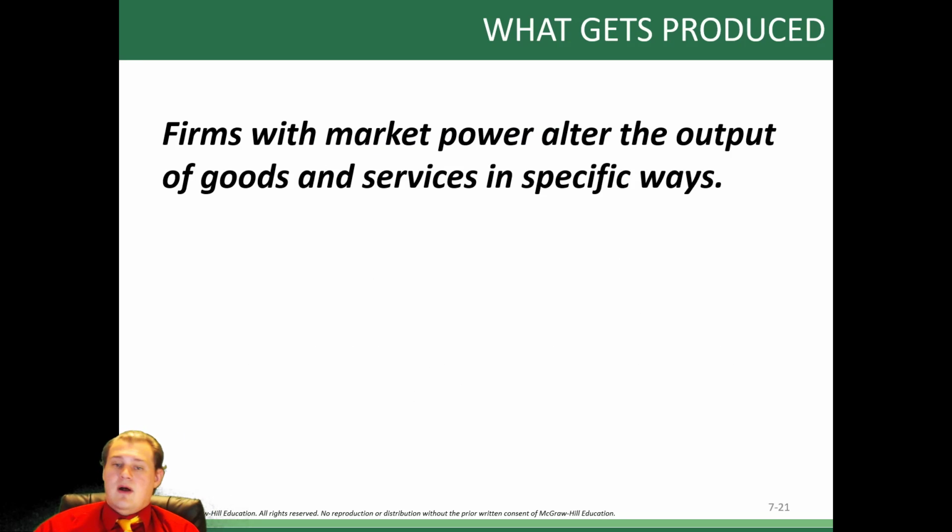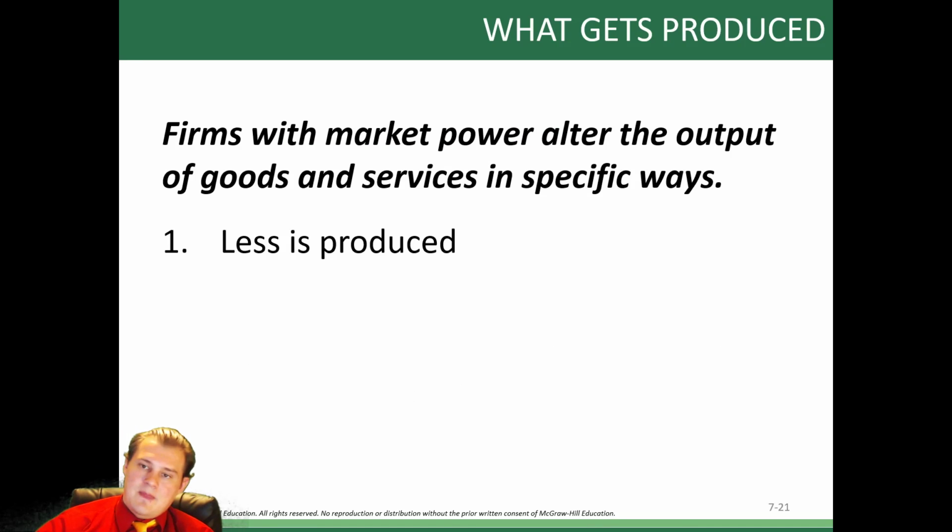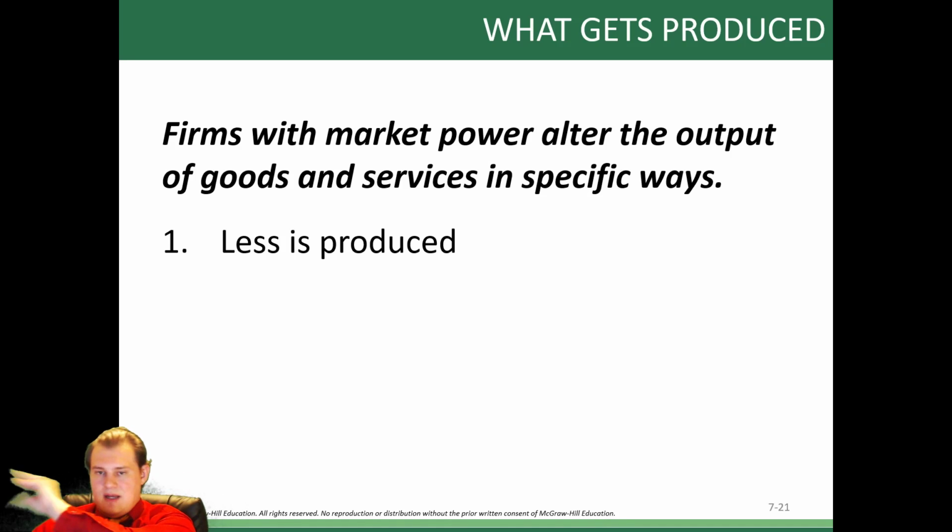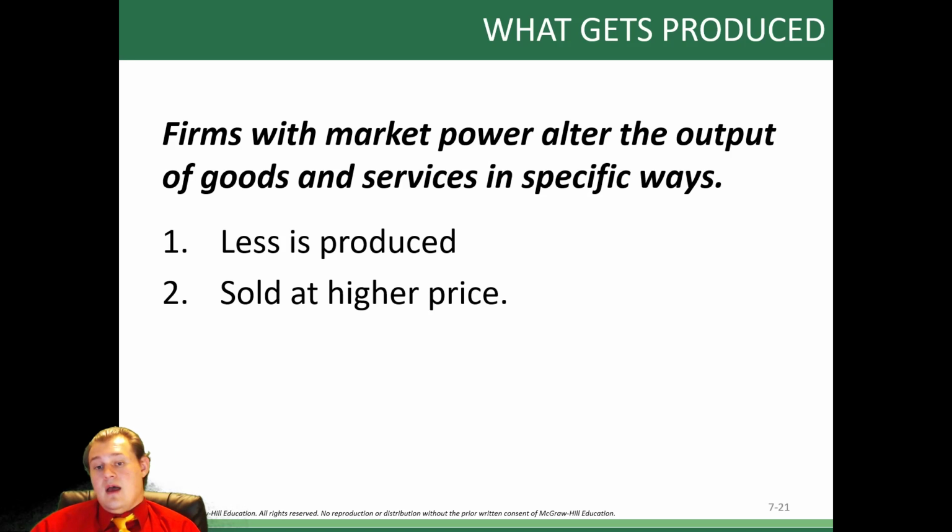In terms of market power, firms alter the output of goods and services in specific ways. Once a firm has market power, as you go from monopolistic competition to oligopoly to duopoly to monopoly, overall less is produced because there's not the incentive to produce more. You're not in a perfectly competitive market. Perfectly competitive markets will produce to the max, where price equals MC. Sold at higher prices: if I have a differentiated product, I can sell at a higher price. If I am the only product, I will definitely sell at a higher price because I have complete control over it and will do what I need.